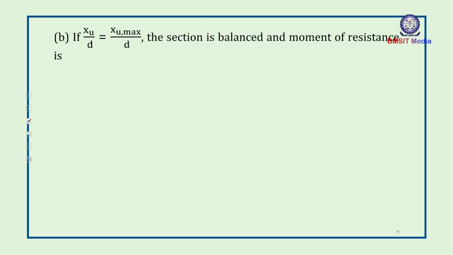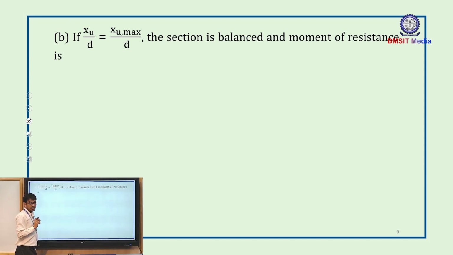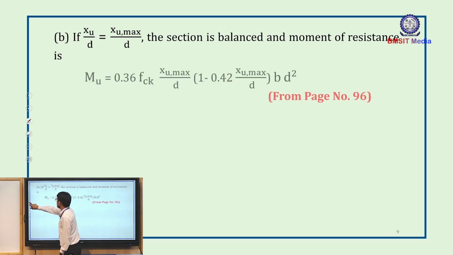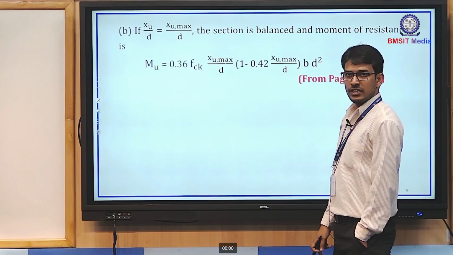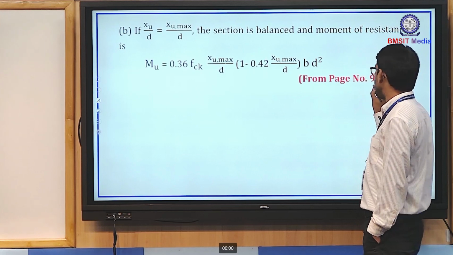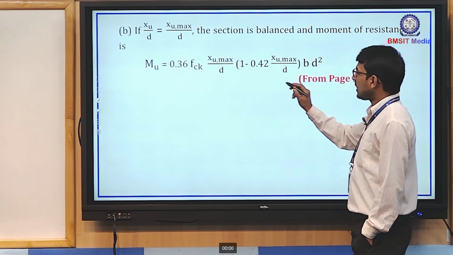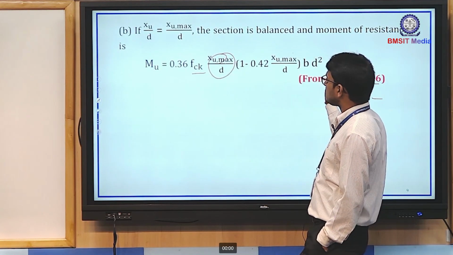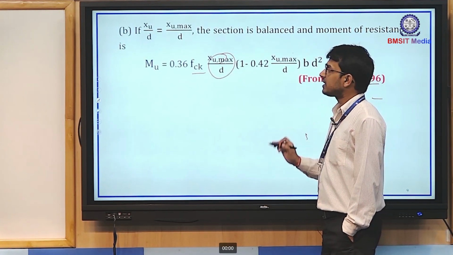Second, if Xu by d is not less than Xu max by d, and the second condition arises, that is Xu by d equals Xu max by d, then we can say that the section is the balanced section, and in this case the moment of resistance is calculated by this equation. All the conditions are given at page number 96 of the code. We have fck, Xu max by d, and all these values, which we already know. So easily we can calculate the Mu by d.